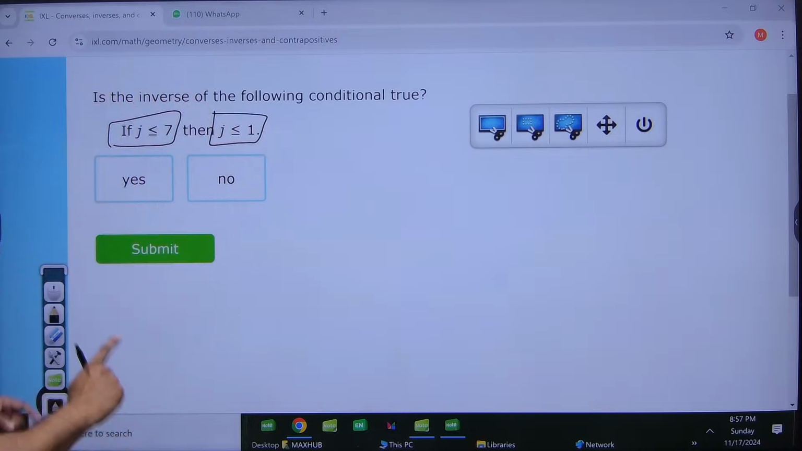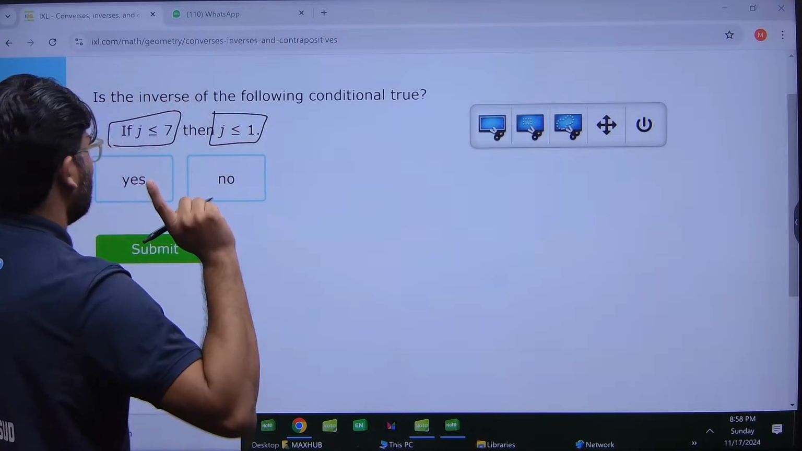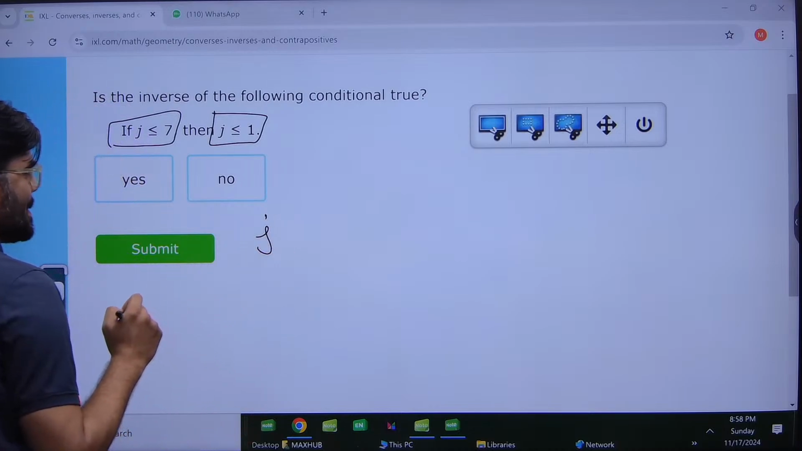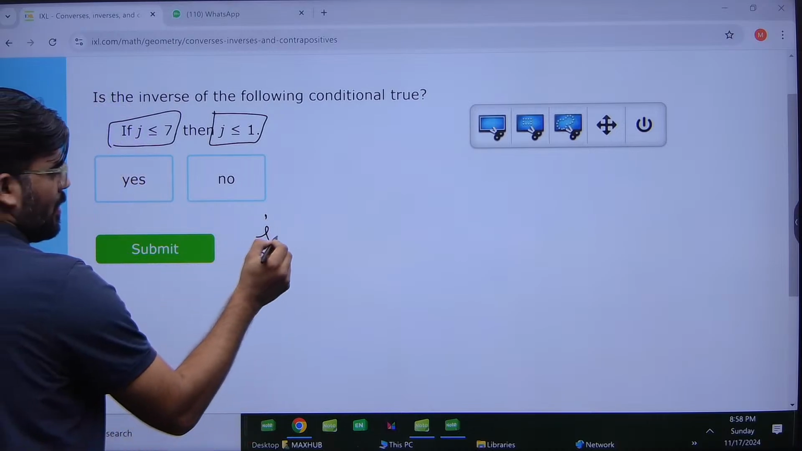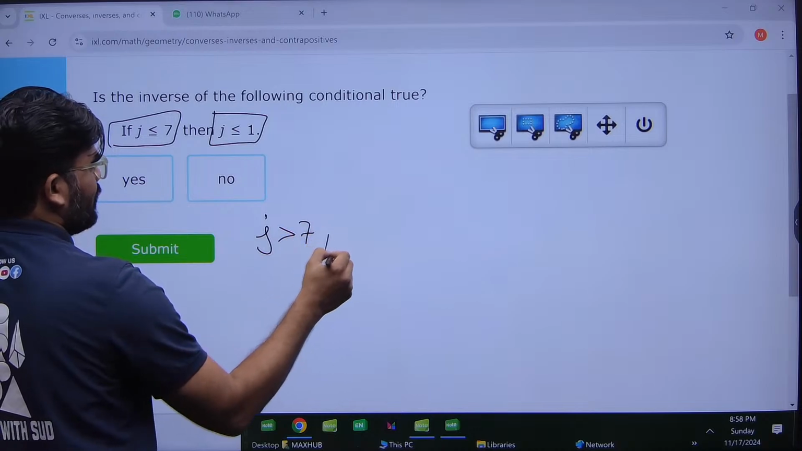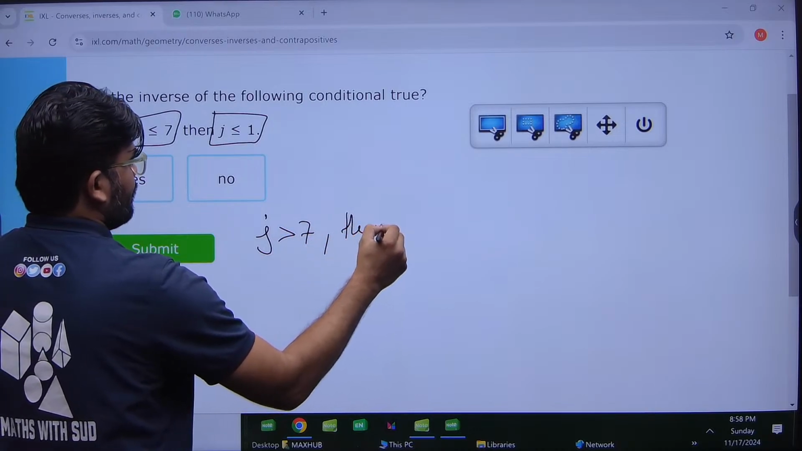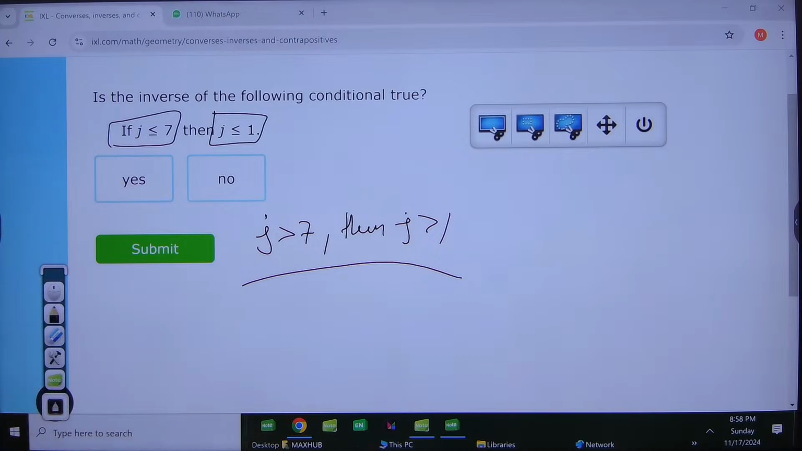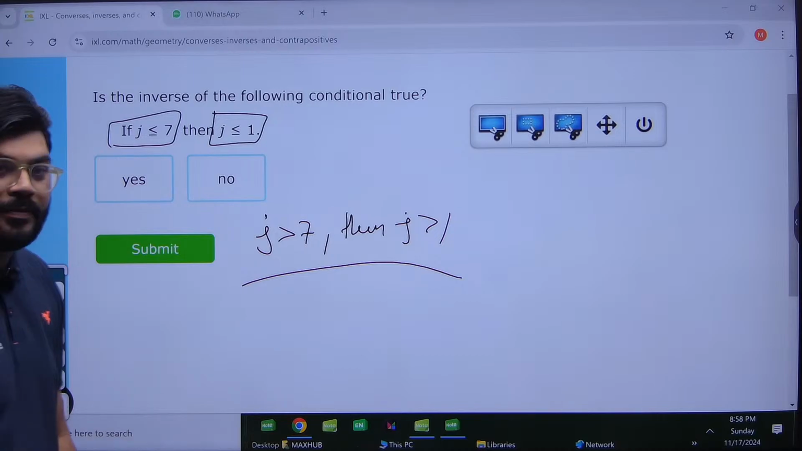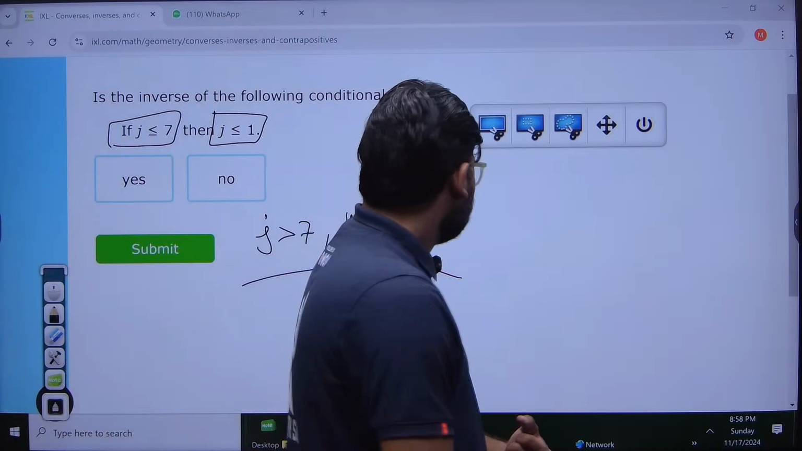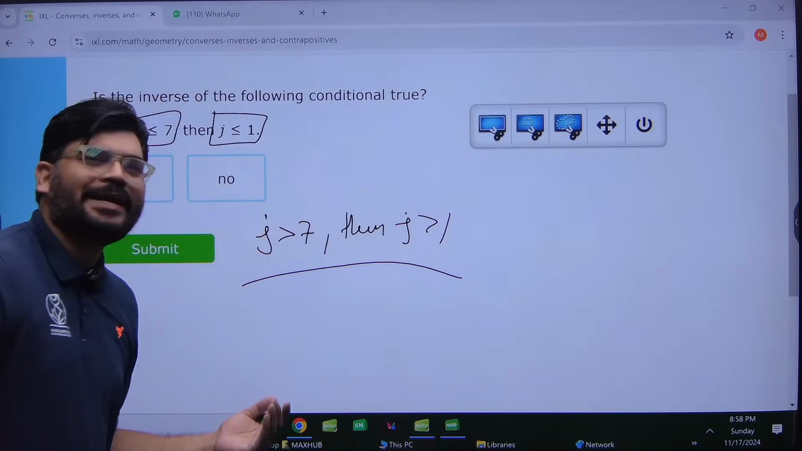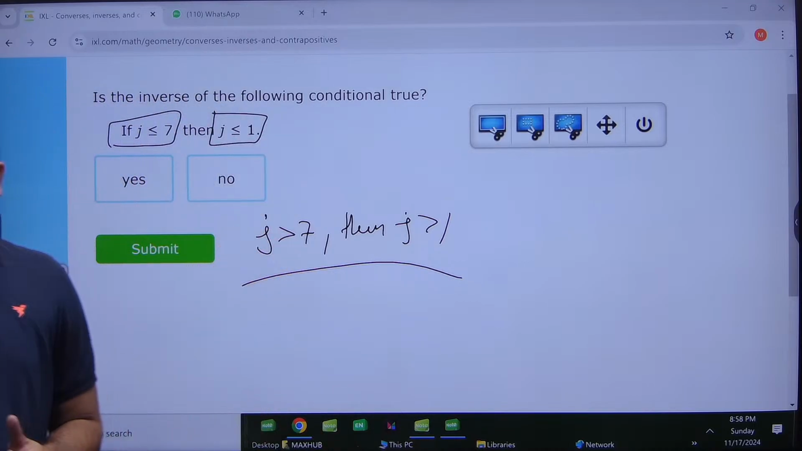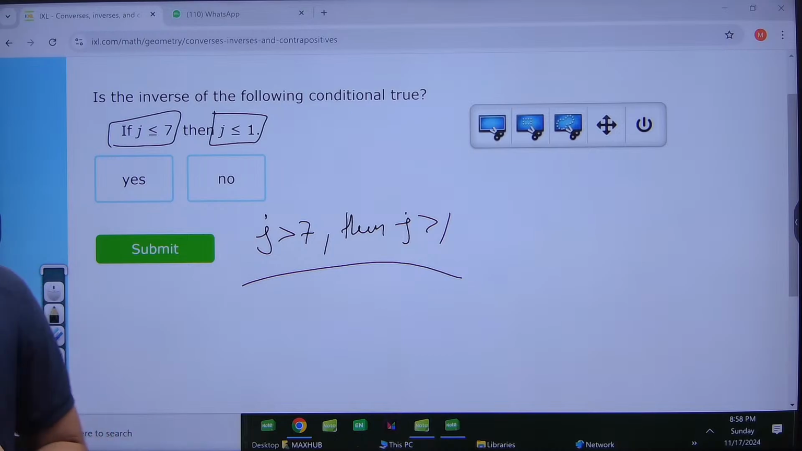Just switch and negate it. So how will you negate? J is greater than 7. Okay, then J is greater than 1. Is this true? No. Why? Then tell me a counter example. 3. You can't take 3, my dear. Because J has to be greater than 7. The first condition is not fulfilled.